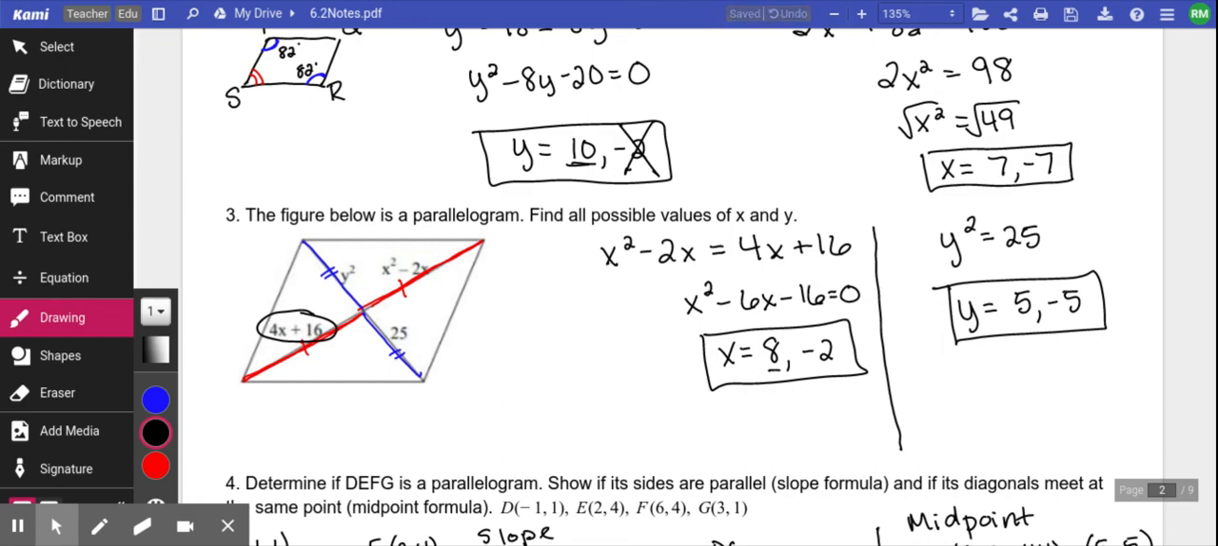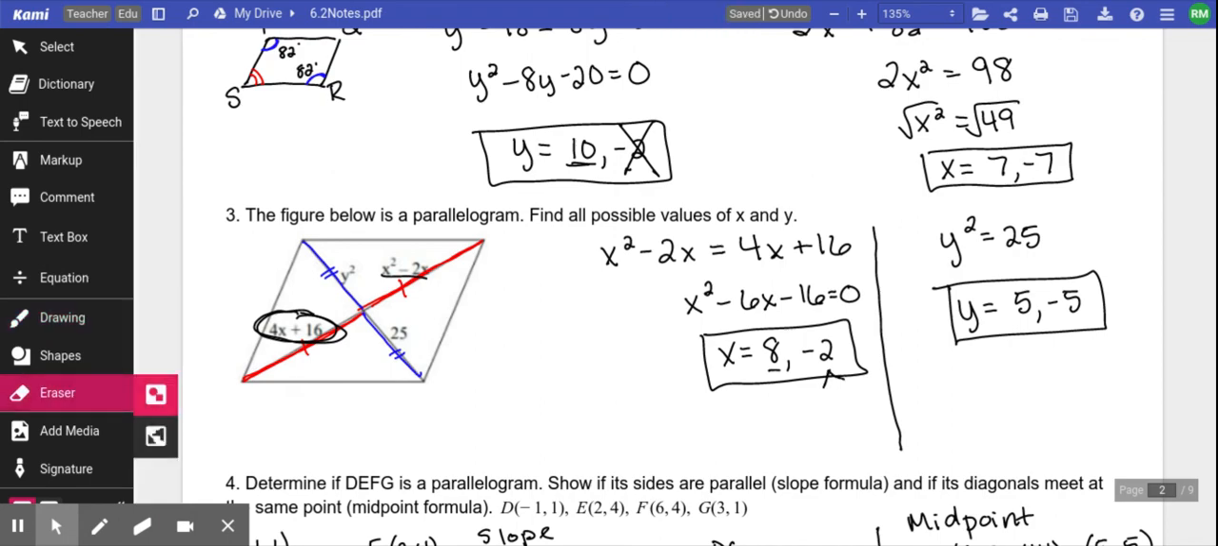Let's see if negative 2 works. So negative 2 times 4 is negative 8, plus 16 is 8. So it works with the one that I have circled down here. But does negative 2 work with this one? So we'll have to say negative 2 times negative 2 is positive 4 plus 4. Yeah, they both work. They both come out to be 8. So even though I have a negative answer, that does not mean that it's not going to work. Okay, so you have to plug it in, make sure.